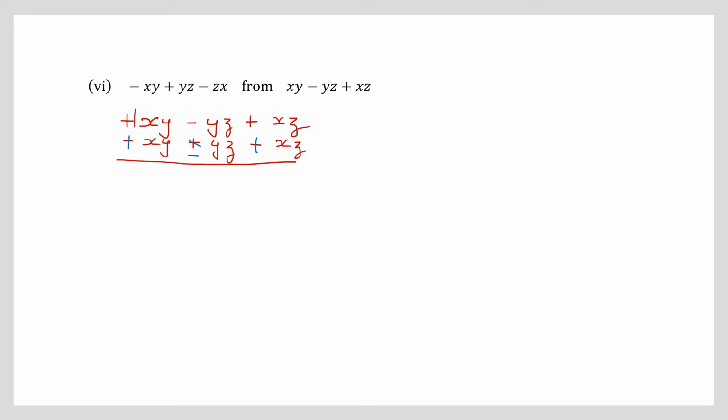Here let's put the numbers wherever the numbers are missing and start working out. When signs are the same, put the same sign and add. 1 plus 1 is 2. 2xy. Here signs are the same, put the same sign and add. 1 plus 1 is 2yz. Same sign, add, 2xz.